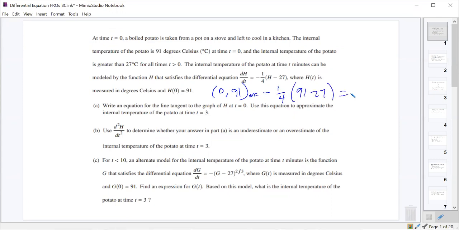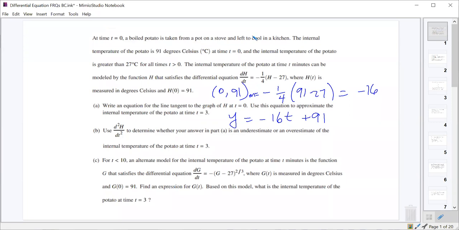Which is what? Looks like negative 16, if I subtracted right. Is that right? Oh, look. So we end up with y equals negative 16t plus 91. Might as well put it in slope intercept since they gave you the y. Everybody good there? All good?